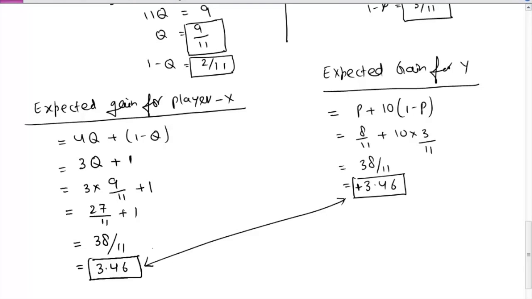So these two numbers are obviously the same, because this is a zero-sum game. Whatever player X gains, the same thing is lost by player Y. And whenever we see a positive number for player X, it means it is a gain, and if we see a positive number for player Y, it is a loss.